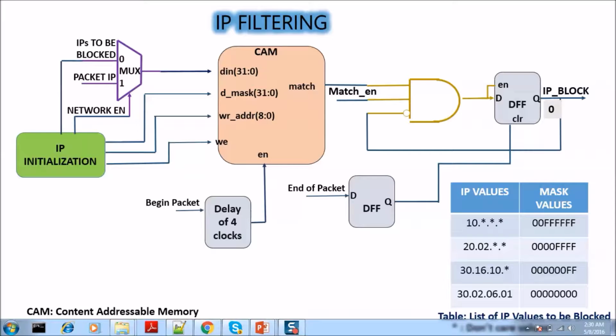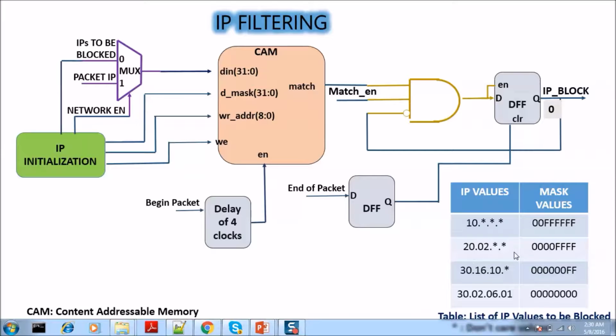Let's see the functioning of an IP filtering system. The IP filtering system makes use of a content addressable memory, the CAM. As you can see, there are a set of IP values which need to be blocked. There are some IP values with don't care terms in them, for example, 10.*.*.*. This means that the IP filtering system will filter out all the IP values starting with the value 10. There are also corresponding mask values for each IP value. The mask value is 0 for the significant part and 1 for the non-significant part of the IP value.